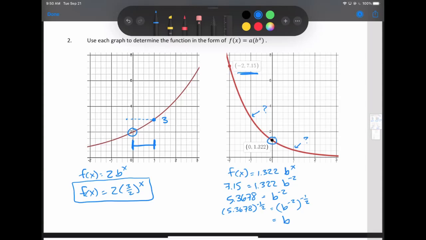And on the other side, I can just use my calculator for this. 5.3678 to the exponent negative 0.5. You may have to use brackets to do the 1/2, or if it's a more complex fraction, I just put in 0.5. And I got out b equals 0.4316.